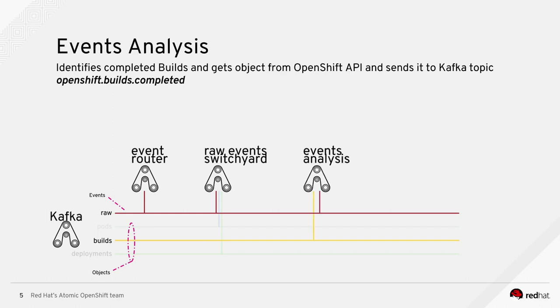The most important component for now is events analyzers. This is a tiny Python program which is picking up each and every completed build and is sending the whole OpenShift build object, including all the log files and stuff, to the Apache Kafka topic called OpenShift builds completed.